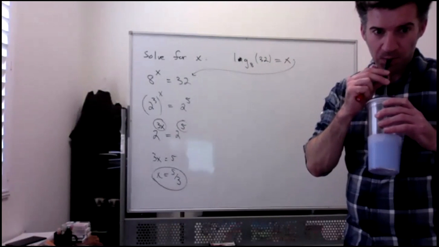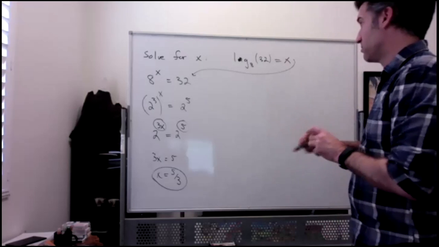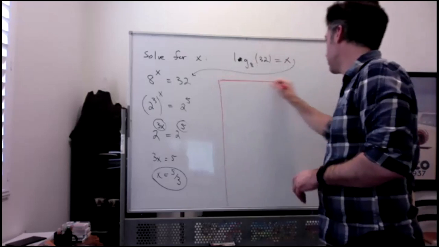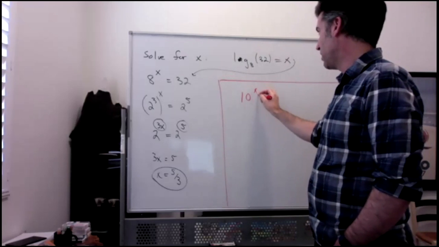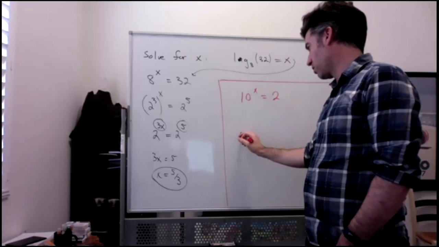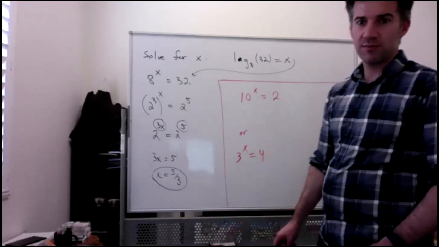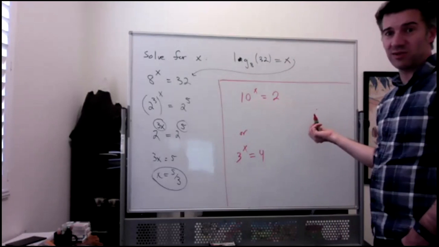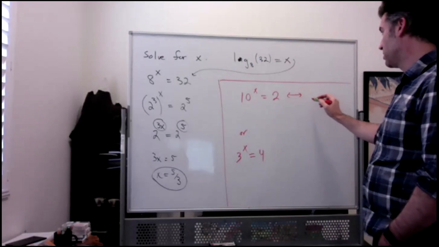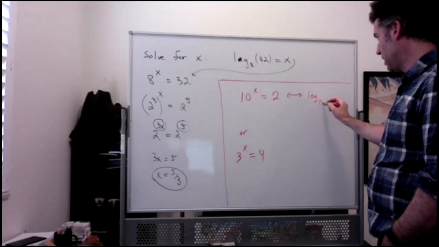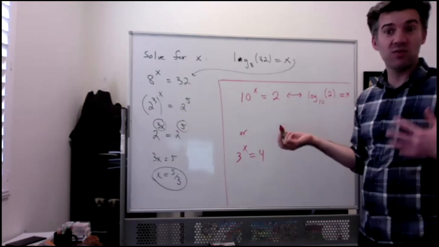Okay. And now we're going to move on to some other equations which are going to have less satisfying answers. For example, what if I wanted to solve 10 to the x equals 2 or 3 to the x equals 4? So for 10 to the x equals 2, I'm going to rewrite it as a logarithm. I can rewrite it as log base 10 of 2 equals x. Right? 10 and 2 don't have a common base.